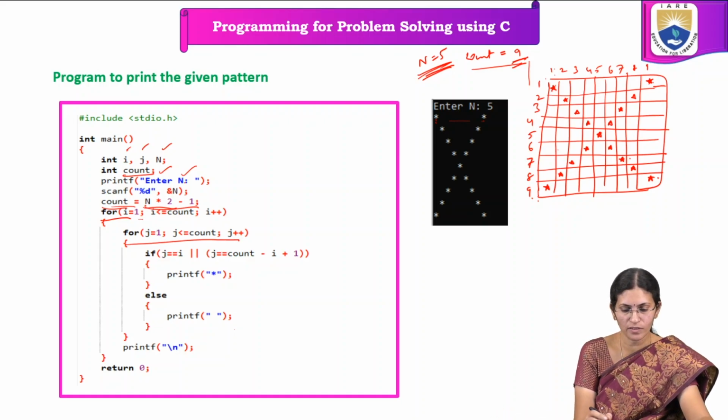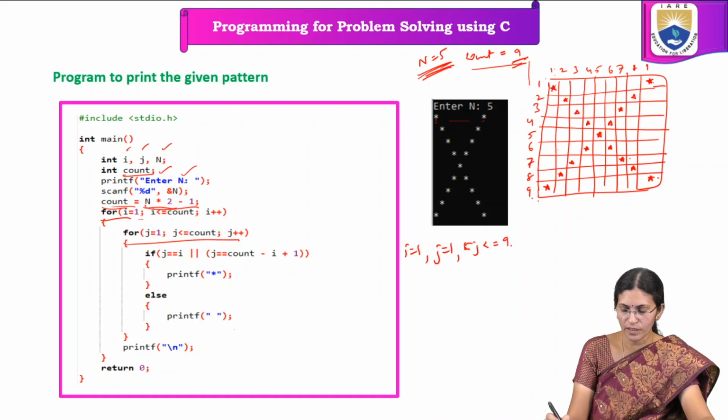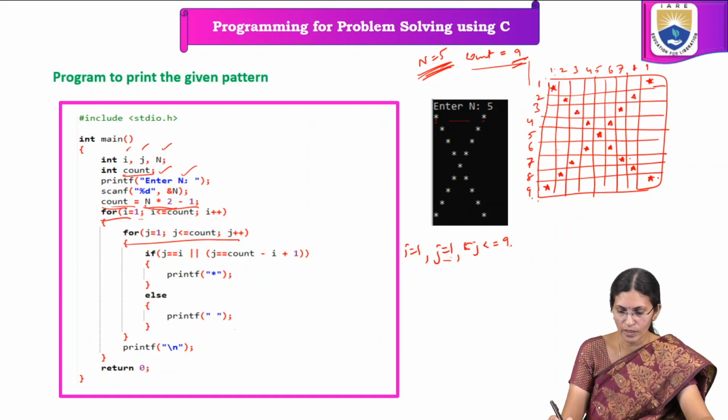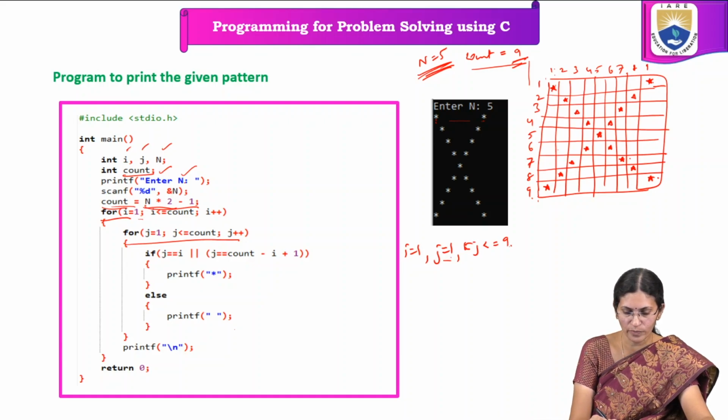Now let us see how this for loop is executing. For I is equal to 1, j is equal to 1 to j less than or equal to count. Count value is equal to 9, so it will iterate 9 times. So j will take the value from j is equal to 1 to 9. Now let us see what is going to print here. Based upon this condition, whichever condition is true, either star or space will be printed. If this condition is true or this condition is true, star is going to print.